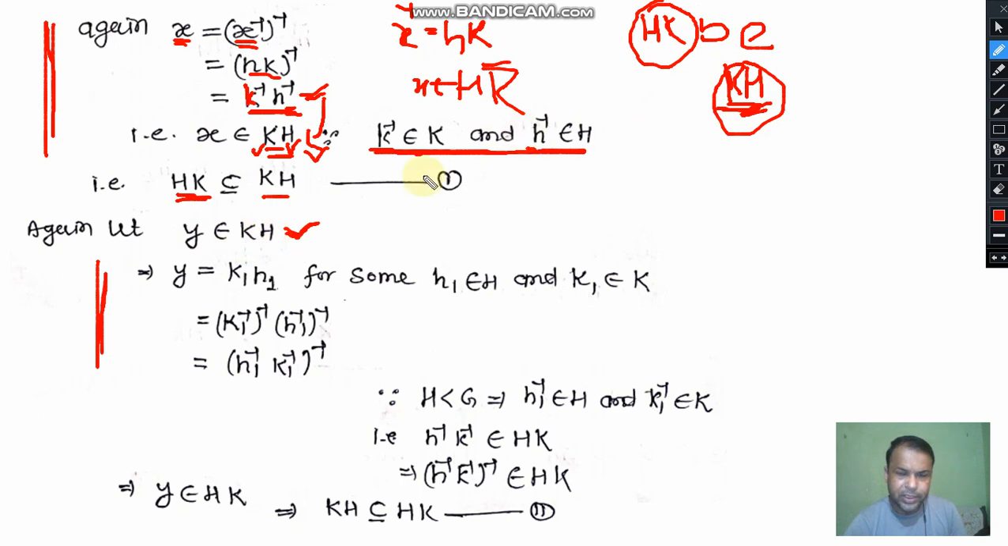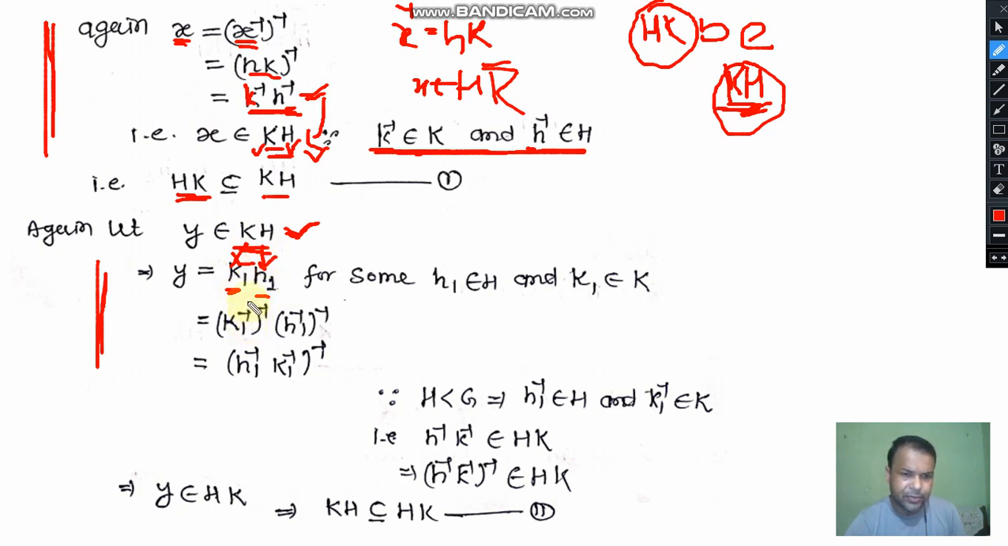So to prove this statement, we will use y belongs to KH. So what will be the nature of this y? It means it will be the product of two elements. First is k and second is h. The first element will belong to K and the second element will belong to H. So we have used here k1 h1.